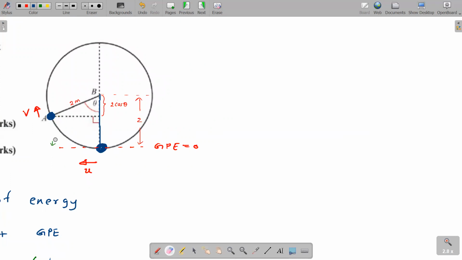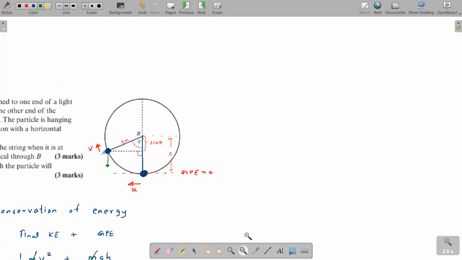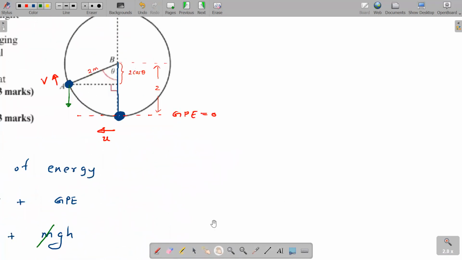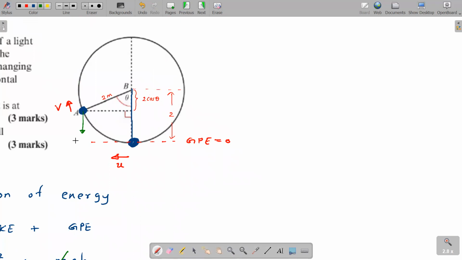Okay, guys, number one, you have the weight. Always the weight is acting vertically down, isn't it? Is there a particular weight they have given us? A particle A of mass 1.5 kilograms. So this is 1.5 kilograms, which means the weight is 1.5 g. Are you with me? Okay, so what are the other forces you have?